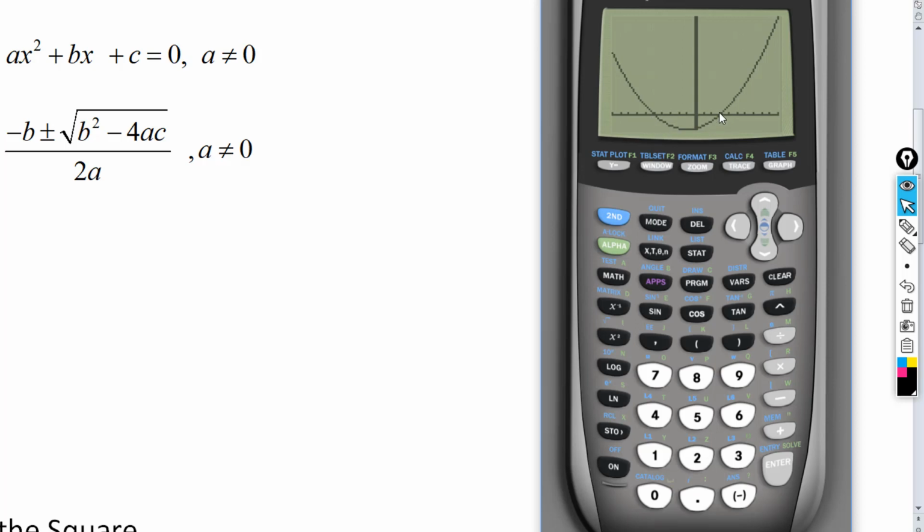Or you could just look at the table, hit the second key, and then graph, accessing the table there. And you can see when x is 3, y is 0. Okay, so that's a 0, which is a solution. So 3 would be a solution. If we scroll up, let's find another 0. There's another one right there. So -5 is a solution. Okay, so that's one way to do it.